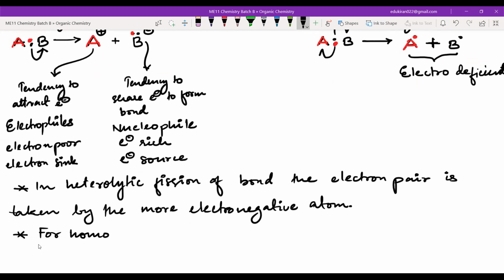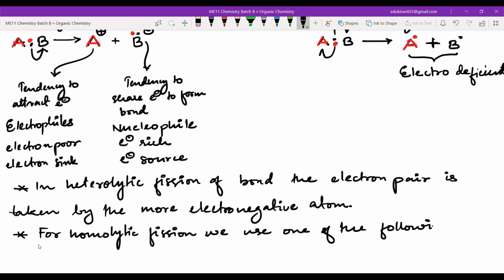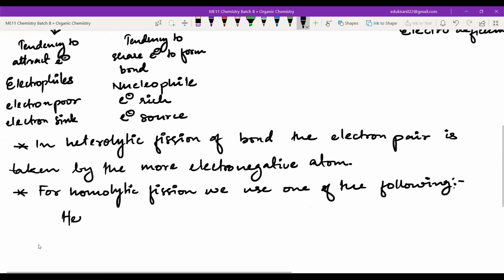Secondly, for homolytic cleavage, or fission, we use one of the following. Either you will be using heat, or electricity, for homolytic fission. Heat, electricity, light, or we will be using peroxide.